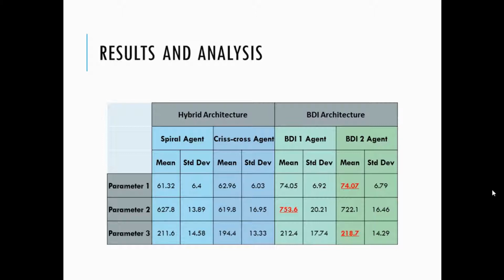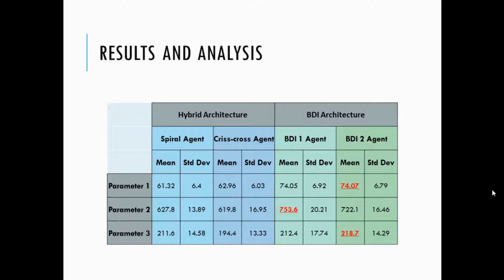As you can see from the table, for parameter 1, BDI2 agent achieved the highest mean score of 74.07 with a standard deviation of 6.79. For parameter 2, BDI1 agent achieved the highest mean score of 722.08 with a standard deviation of 16.47. For parameter 3, BDI2 agent achieved the highest mean score of 218.66 with a standard deviation of 14.29.